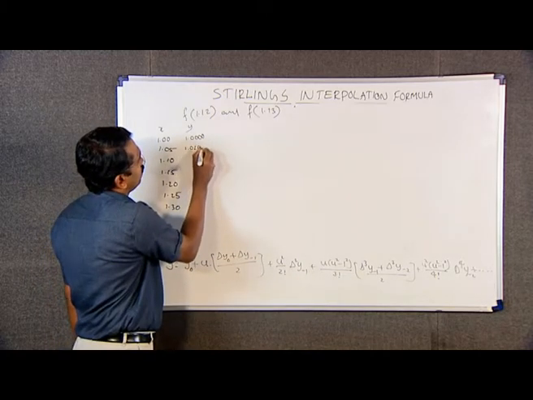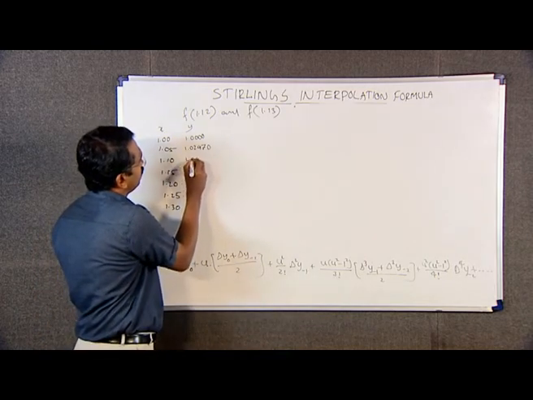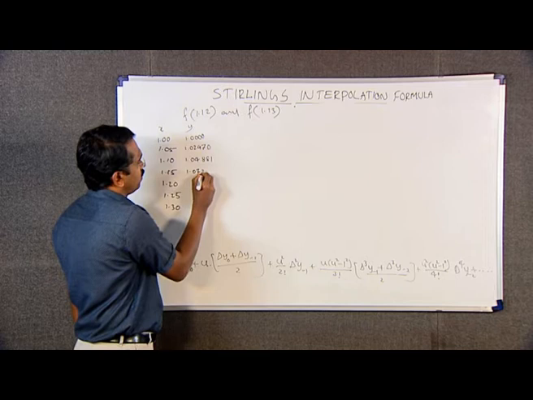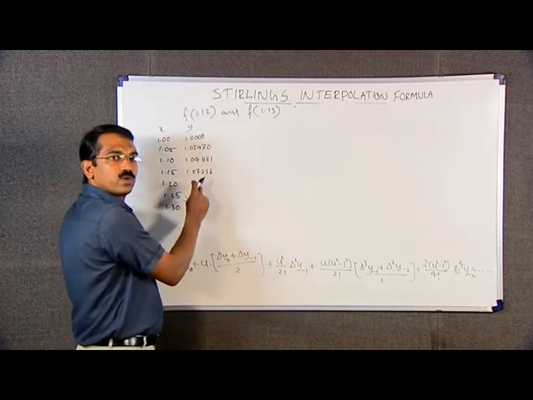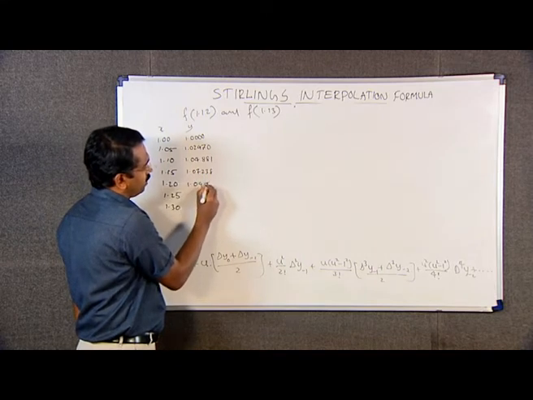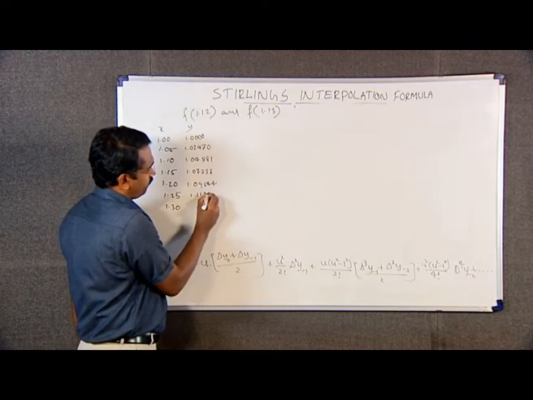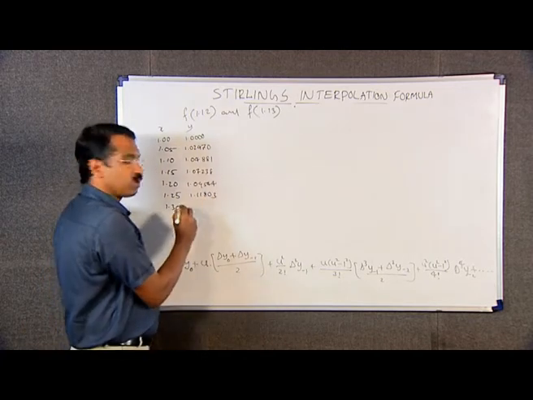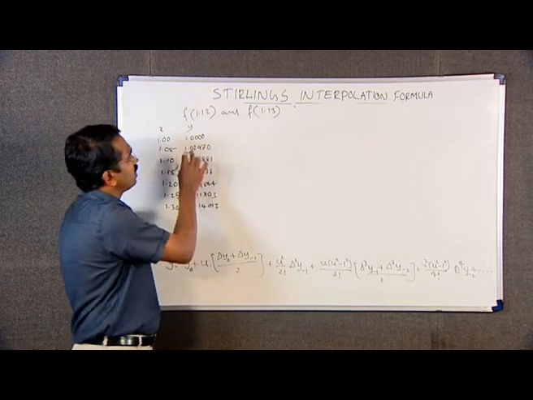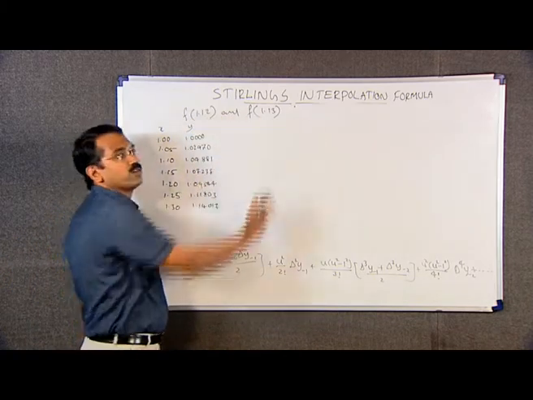1.02470, 1.04881, 1.07238, 1.09544, 1.11803 and 1.14017. These are the given values. We have to interpolate, or find f of 1.12 and f of 1.13.